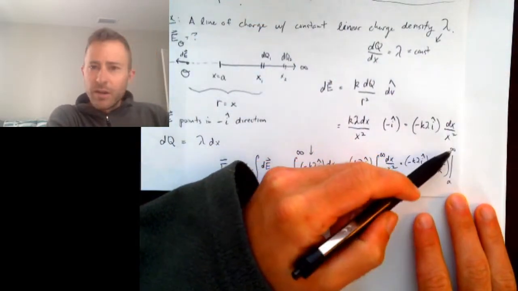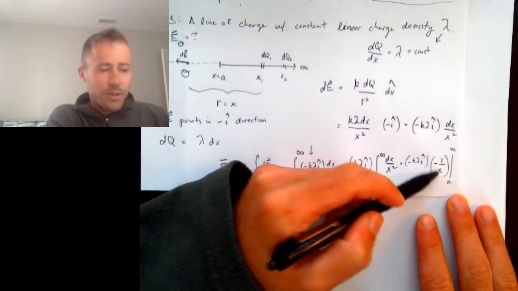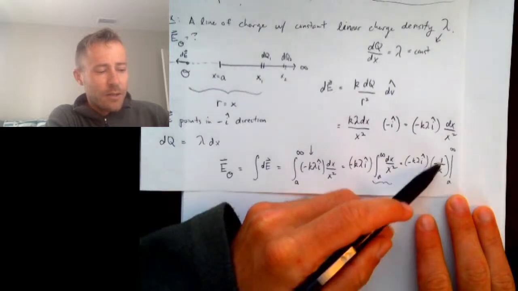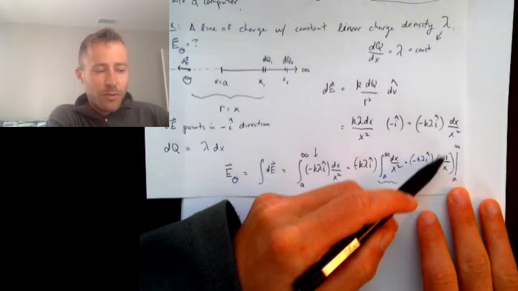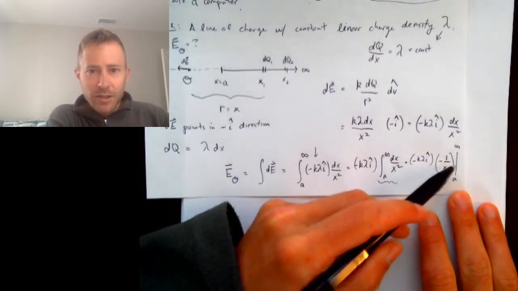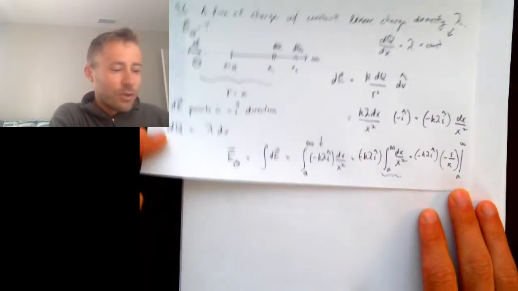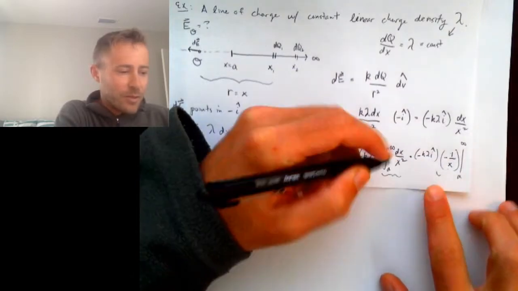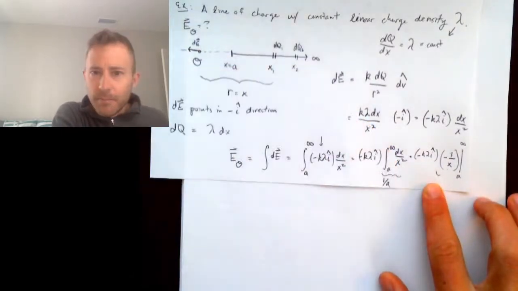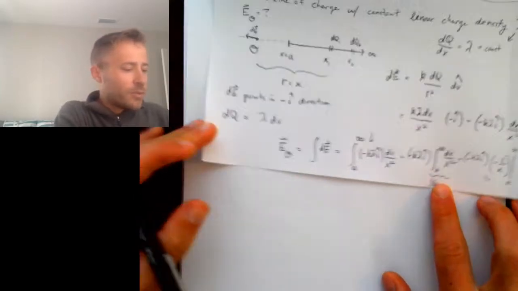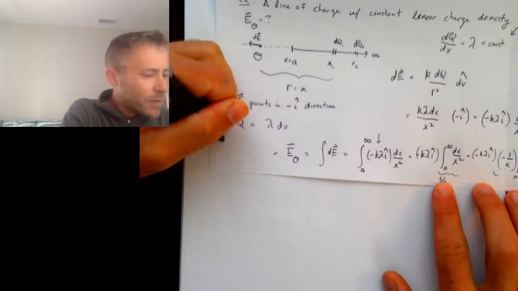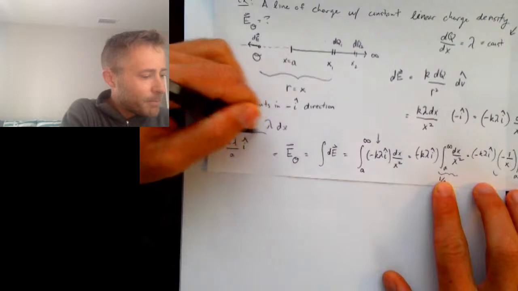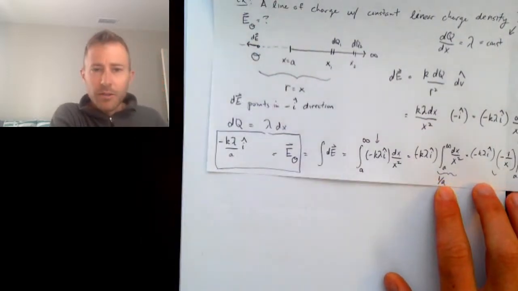So notice how when I plug in infinity, I get 1 over infinity, which is 0. And when I plug in a, I get 1 over a. So I do negative 1 over infinity, minus negative 1 over a. And so this integral is going to be equal to 1 over a. So that means that my answer is minus k lambda over a times i hat. So that's my answer.